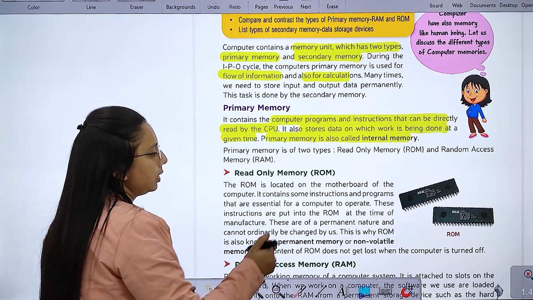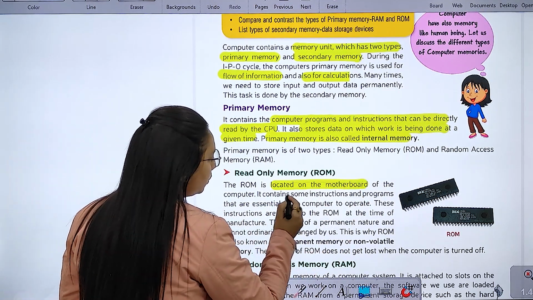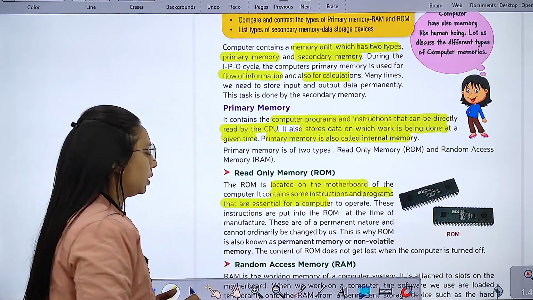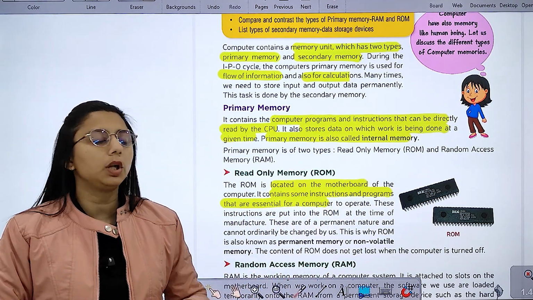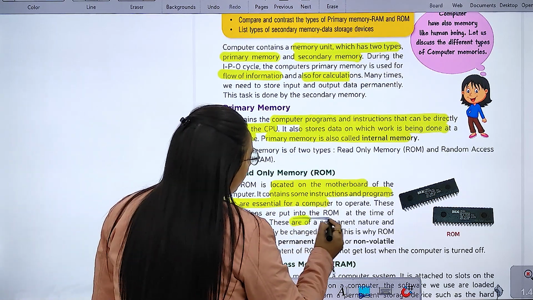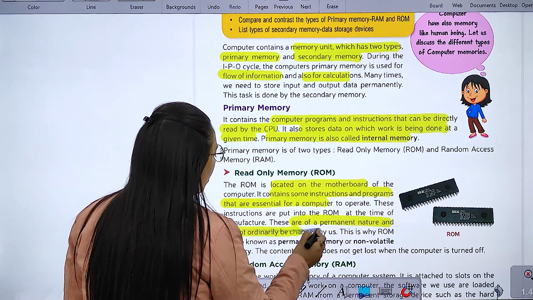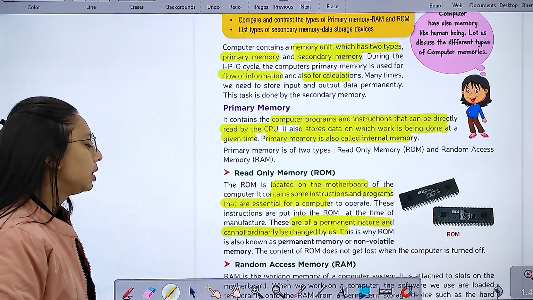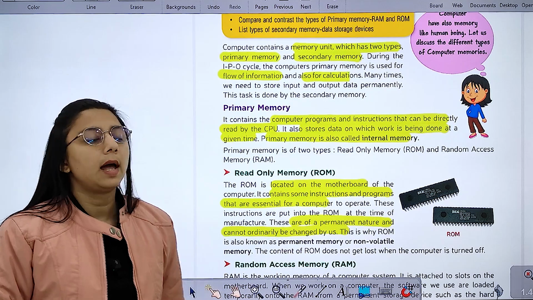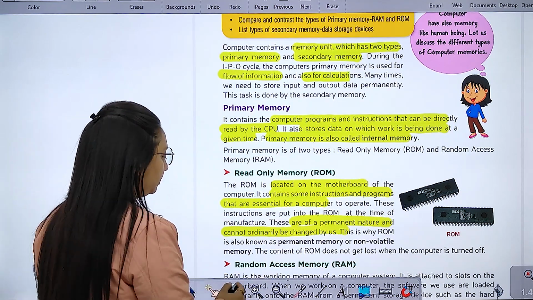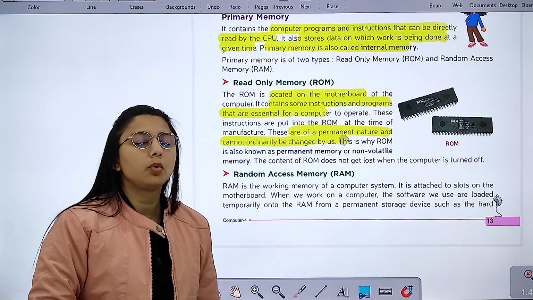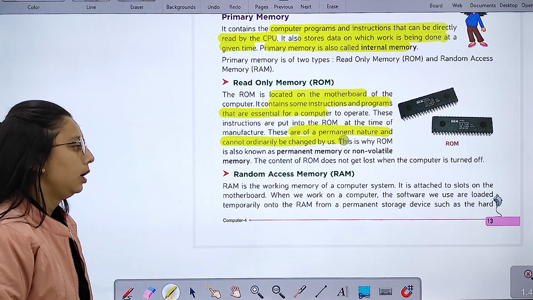What is read-only memory? ROM is located on the motherboard of the computer. It contains some instructions and programs that are essential for the computer. These instructions are put into the ROM at the time of manufacture and are of permanent nature and cannot ordinarily be changed by us. This is why ROM is also known as permanent memory and non-volatile memory. If the computer is turned off, the ROM does not get lost.